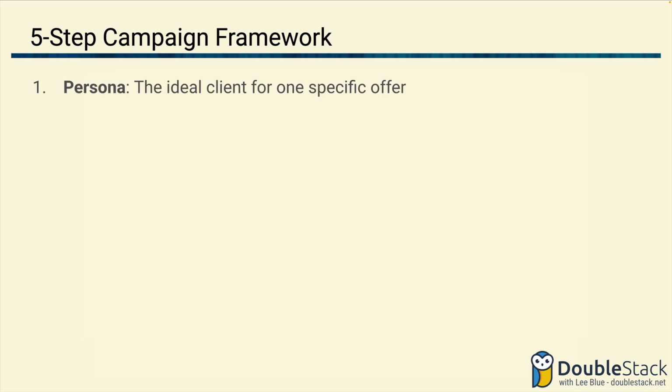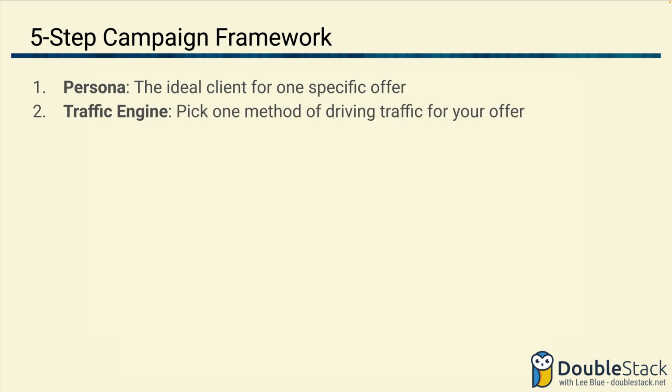So when we get to our 5-step campaign framework, the first thing we want to do is define the persona that is interested in that specific offer that we were just talking about. Once we have the persona, then we're going to take one traffic engine and use that to drive traffic to our offer. So we're not going to do ads and SEO and social media and all of those things as traffic engines. We're going to pick one, and then we're going to make a complete outcome journey based off that one traffic engine. Now you can run multiple outcome journeys simultaneously, right? You can do multiple marketing campaigns with different traffic sources for each campaign, but those would be multiple journeys.